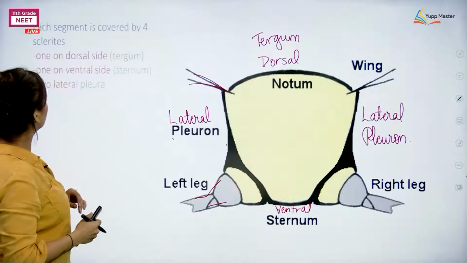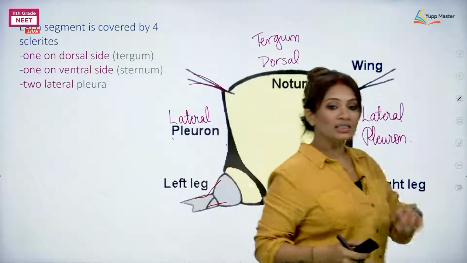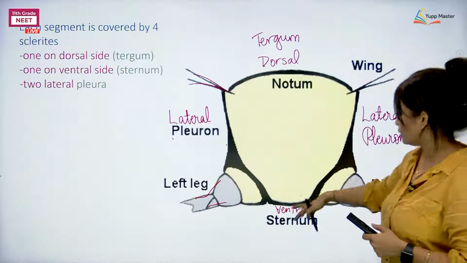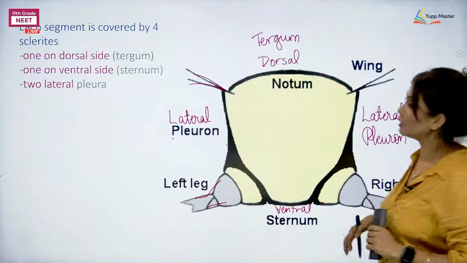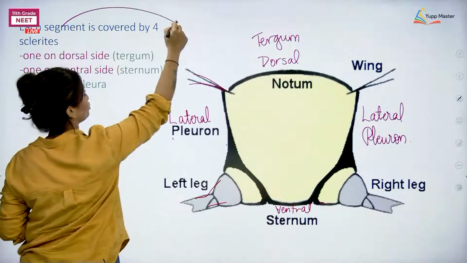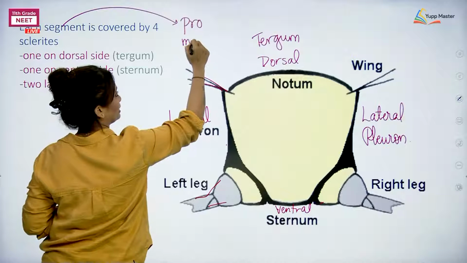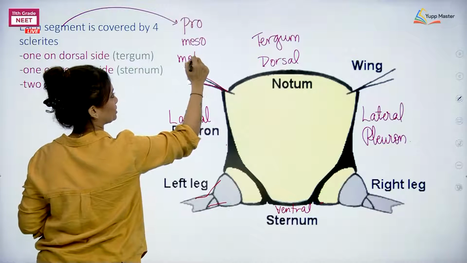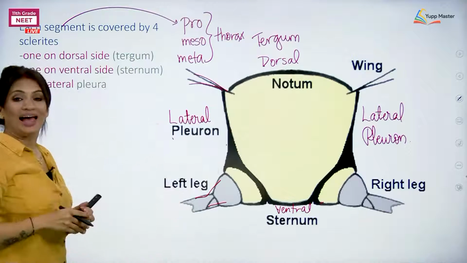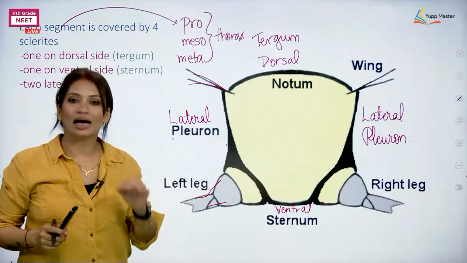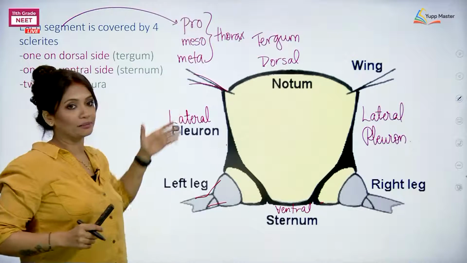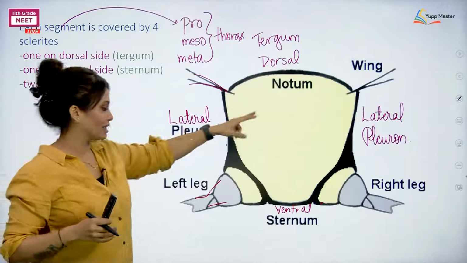Now, what I'd like you to see here is that each segment is covered by sclerites. We can see one on the dorsal side, the tergum, and one on the ventral side, the sternum. Which segments are we talking about? The 3 segments of the thorax: prothorax, mesothorax, and metathorax. All of these segments are covered with chitin. The dorsal part of the pro, meso and meta is called the tergum. The ventral part is called the sternum, and the lateral parts are called the lateral pleurons.